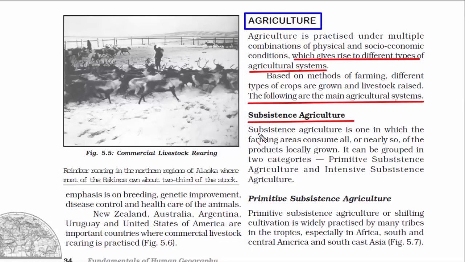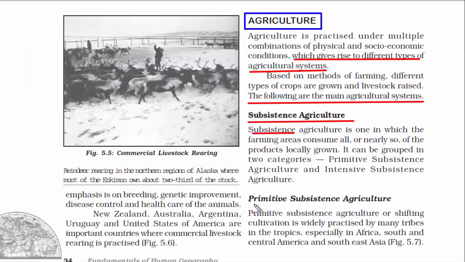The first one is subsistence agriculture. The meaning of subsistence is self-sufficiency, supporting yourself. So in this type of agriculture, a farmer grows enough food to support himself and his family. Now it is further grouped into two categories: primitive subsistence agriculture and intensive subsistence agriculture.